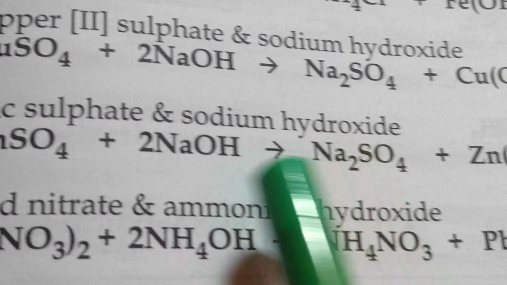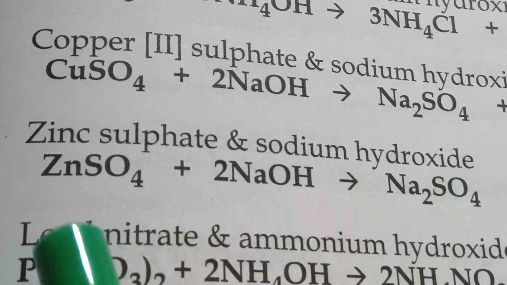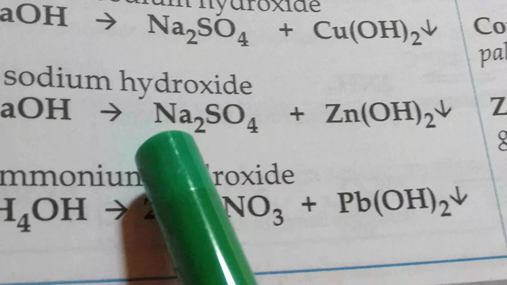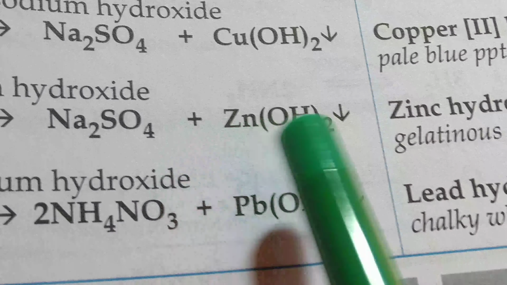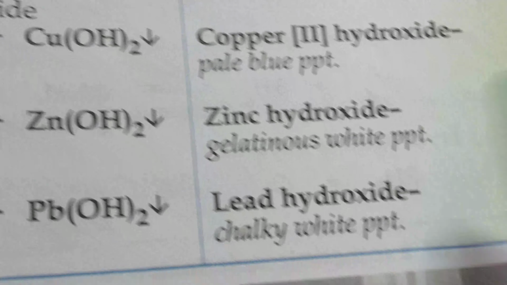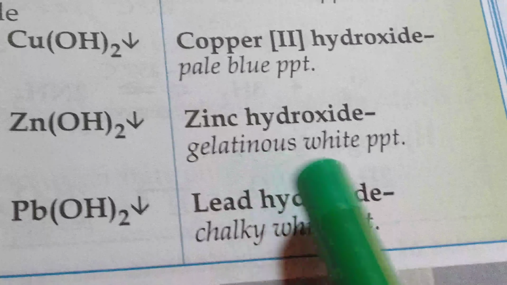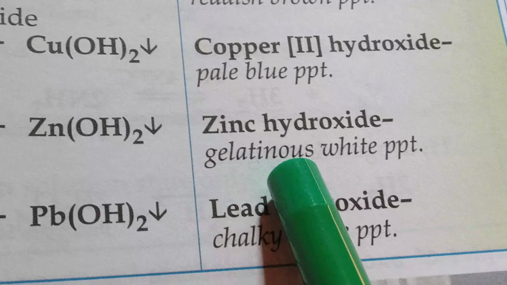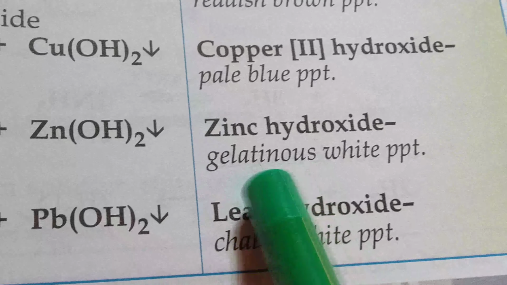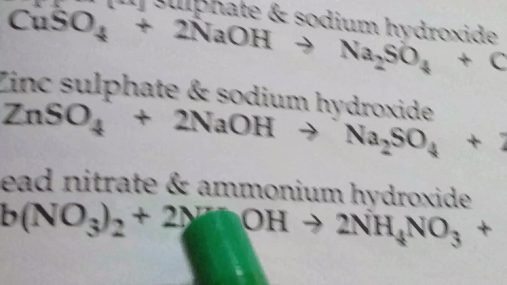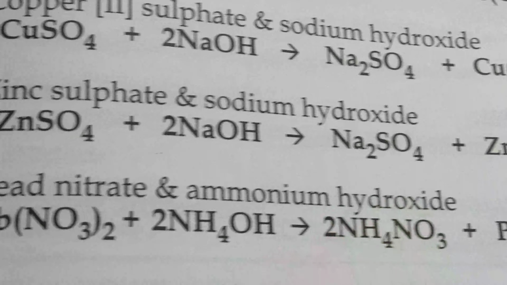Zinc sulfate and sodium hydroxide. Zinc sulfate plus sodium hydroxide. After the chemical reaction, it produces sodium sulfate plus zinc hydroxide. What will be the color of zinc hydroxide? Gelatinous white precipitate. Gelatinous means it is a bit like jelly, sticky. Gelatinous white precipitate.